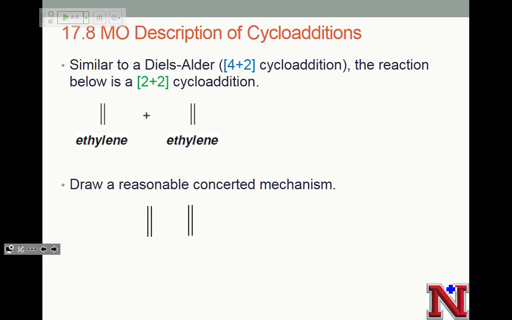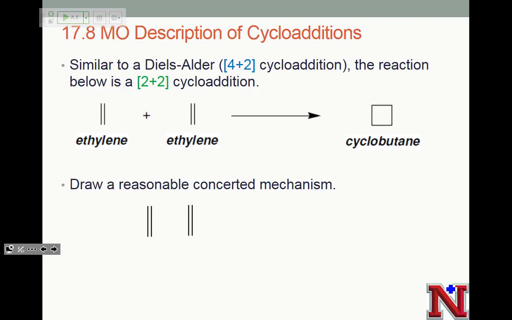With the 2+2 cycloaddition, we are again taking 2 pi bonds and converting them to 2 sigma bonds. So in this case, we're only starting with 2 pi bonds, and we form cyclobutane. Now, cyclobutane does have ring strain, whereas our Diels-Alder didn't. Diels-Alder formed a 6-membered ring.